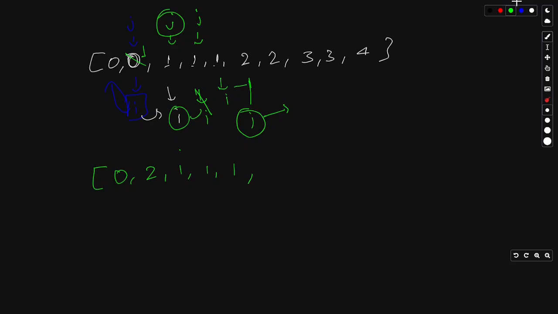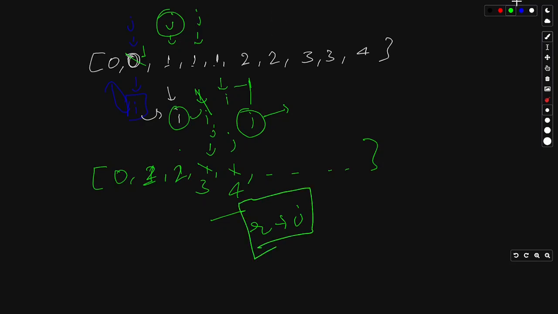So j will be 0 1 2. Now j will be here, so j will be updated to 3, and then at last j will be updated to 4. And it doesn't really matter what numbers are beyond this. We will return j because j will have the count of all the unique elements within the array.